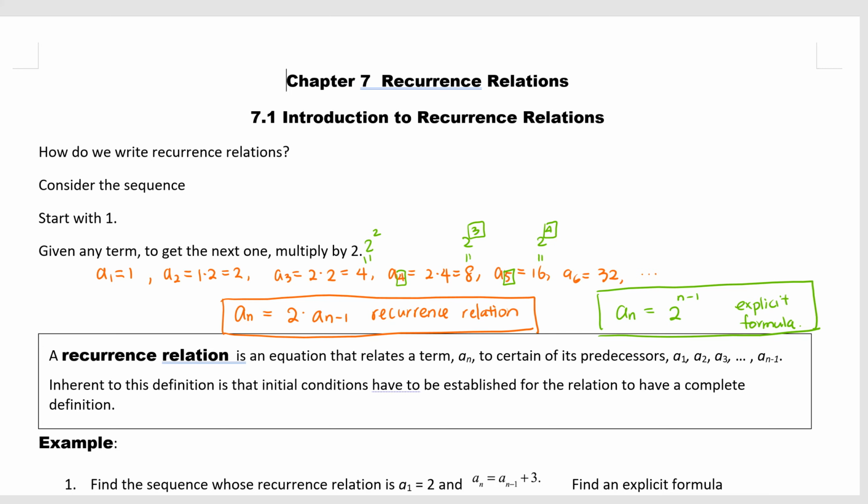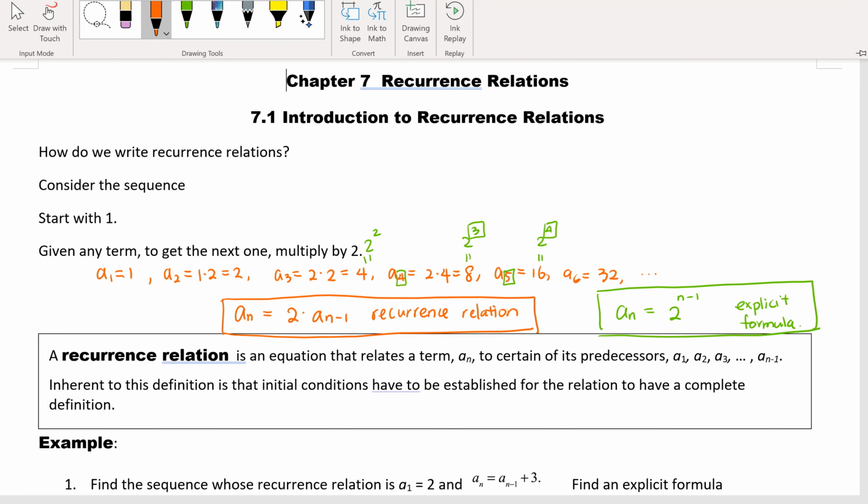Okay, formal definition. A recurrence relation is an equation that relates a term a_n to certain of its predecessors a1, a2, a3, up to a_(n-1). Inherent to this definition is that the initial condition has to be established for the relation to have a complete definition. So we also need some initial conditions like a1, a2. Okay, let's continue to look at our examples.